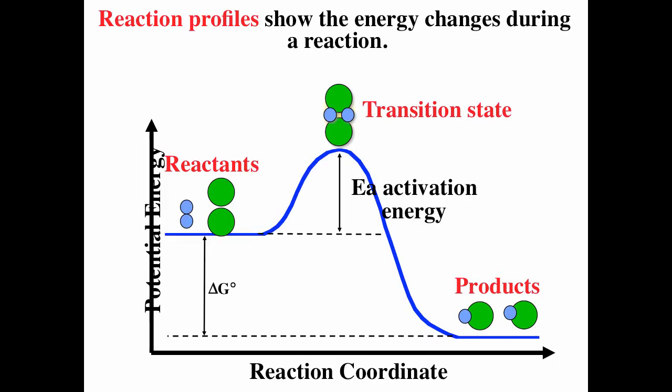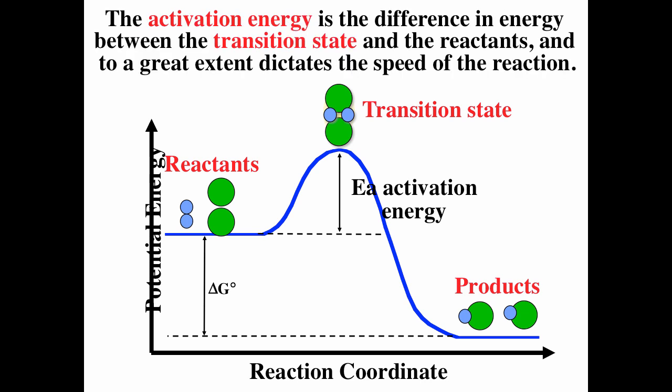This gives you another picture. The y-axis is the potential energy, the x-axis is the reaction coordinate, so how the reaction proceeds. You have the reactants on the left, the products on the right, and then the transition state on top. The activation energy is the energy difference between the transition state and the reactants. Now, the larger the activation energy, the slower the reaction, and what we'll see is the lower the rate constant, the smaller the rate constant.